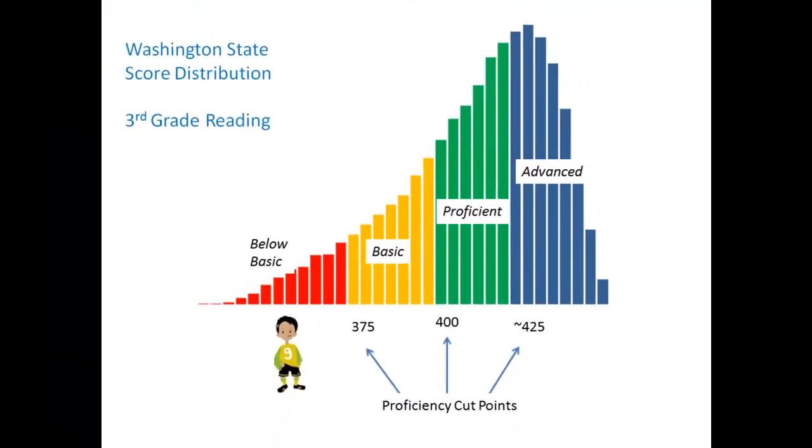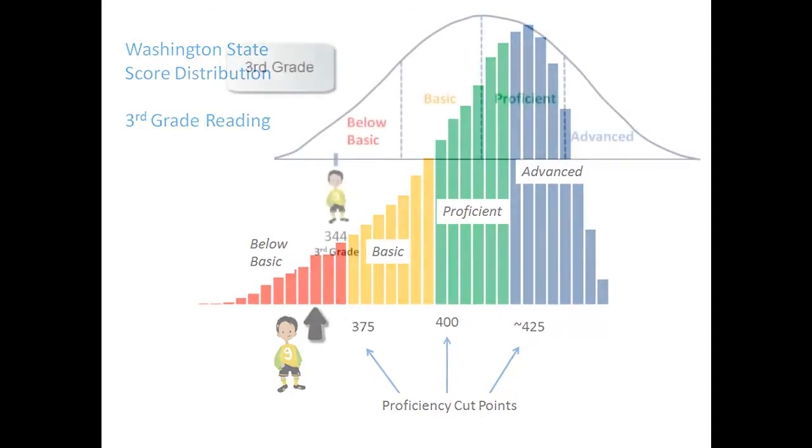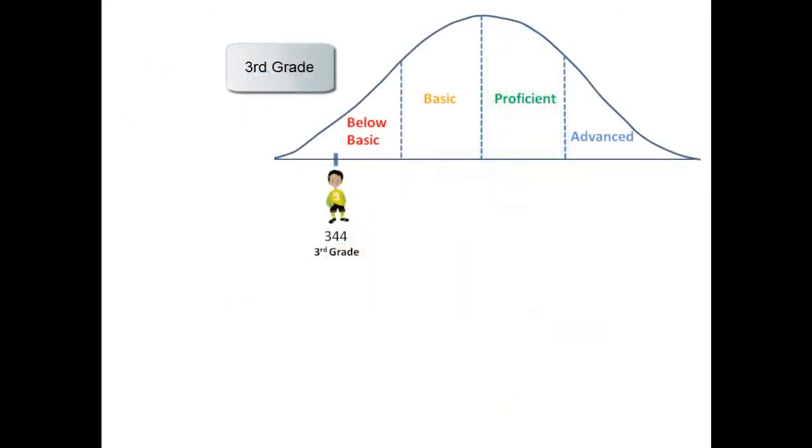Let's start by first examining this test score distribution for all students across the state in Anthony's cohort. We can see there is a spread of scores from the below basic range up to advanced. Anthony's score of 344 is at the lower end of the distribution in below basic. Now, let's look at Anthony's 3rd and 4th grade reading scores in this context. For simplicity, we'll show a standard curve.